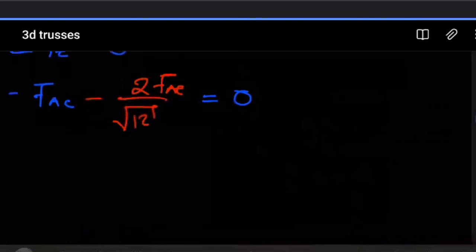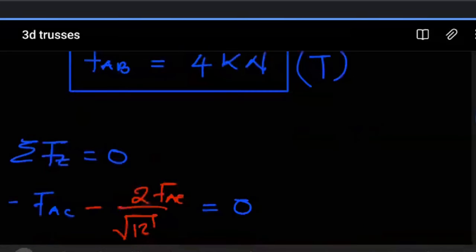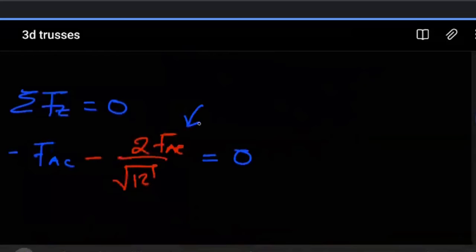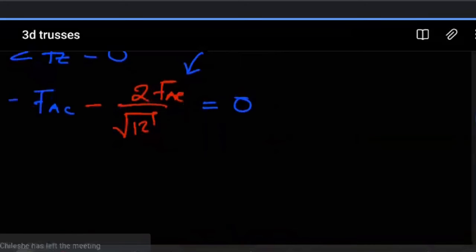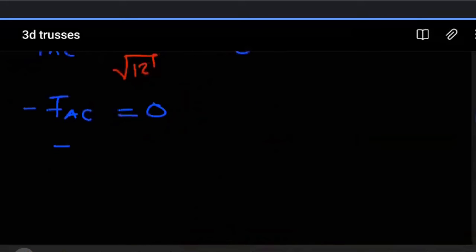But remember again, we know what FAE is. Because FAE is known to be 0, this makes our work even easier. So this means that FAC is also equal to 0.